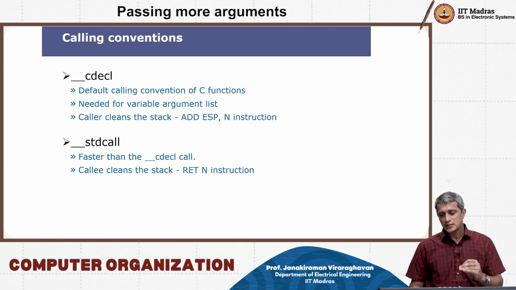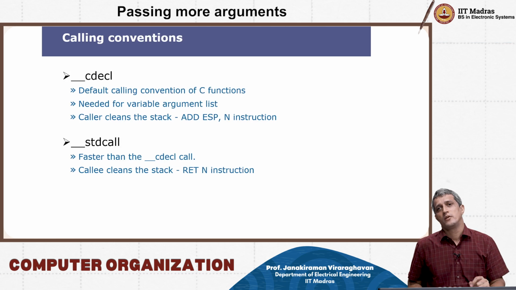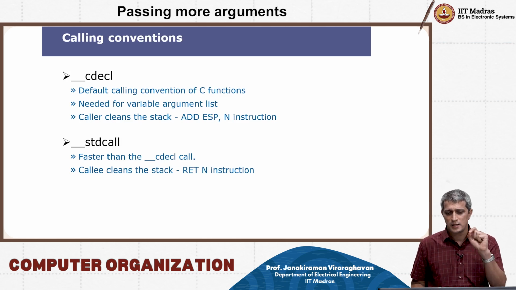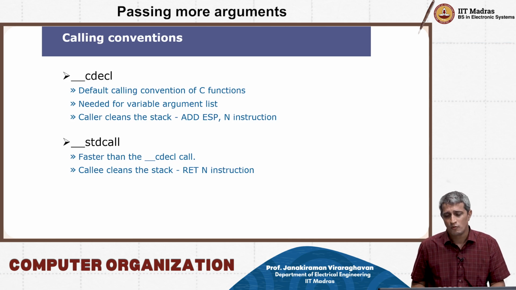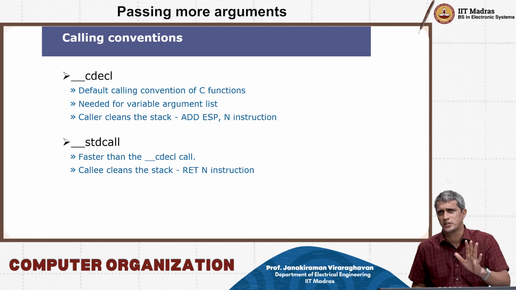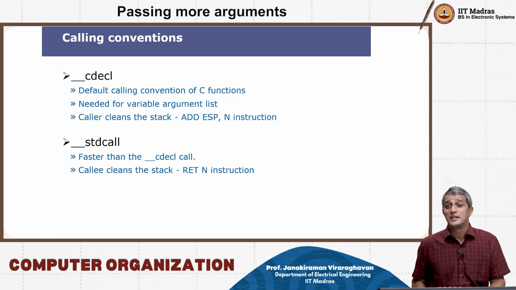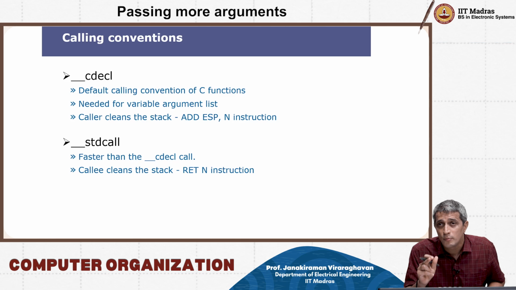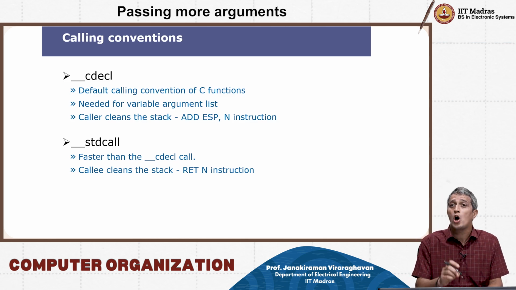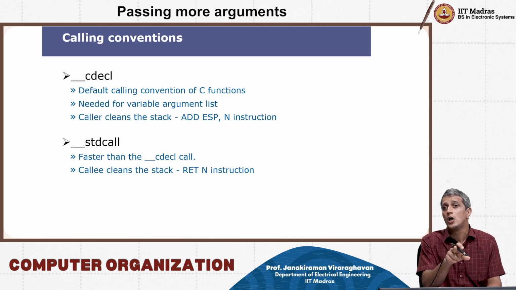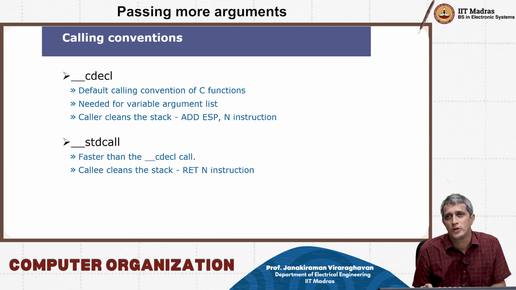So that brings us to the idea of a calling convention. What is a calling convention? Basically there are 2 important types of calling conventions used in Windows. One is a __cdecl call. This is the default calling convention for all C functions in MSVC. This is needed for variable argument list functions, where the function does not know how many arguments it will be called with.